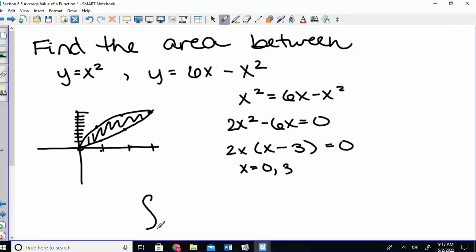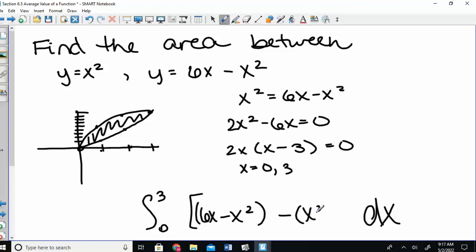So I'm going to integrate from where to where? 0 to 3. Those are x values, so that means there's a dx at the end. When you're just doing area, it's just top minus bottom. So which one's on top? Minus the bottom, which was my x squared.